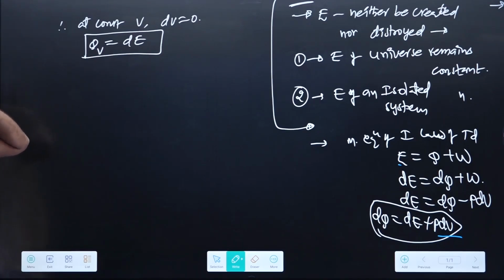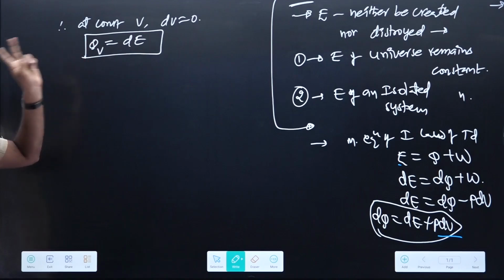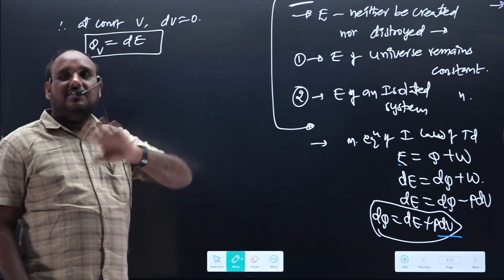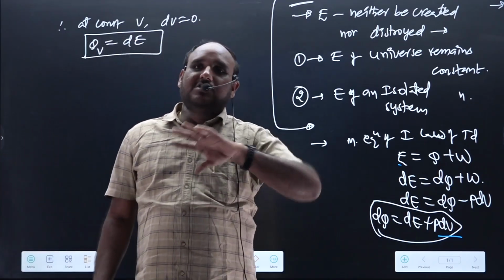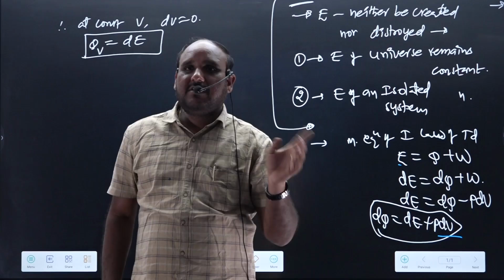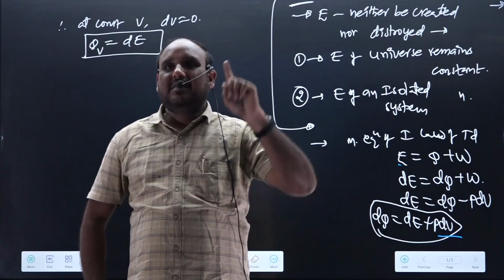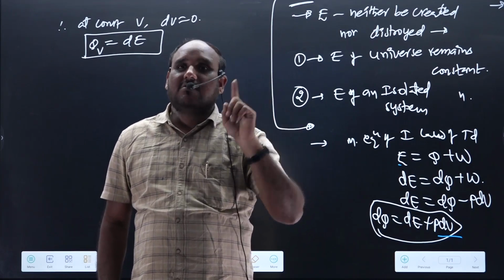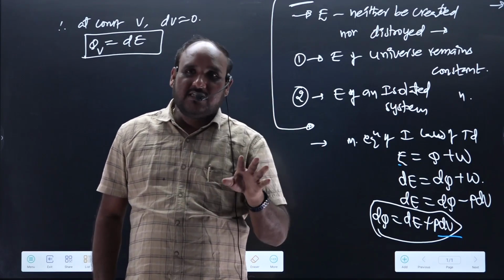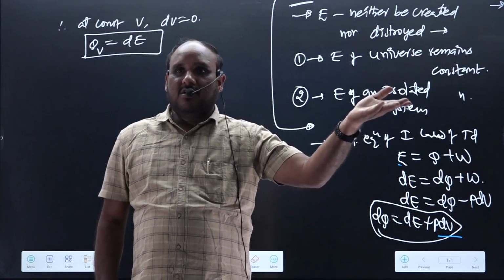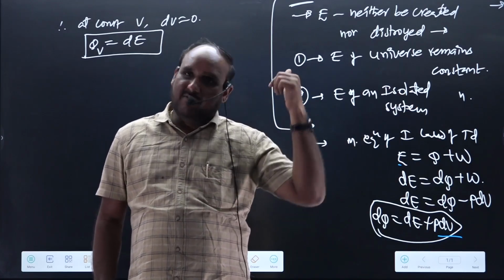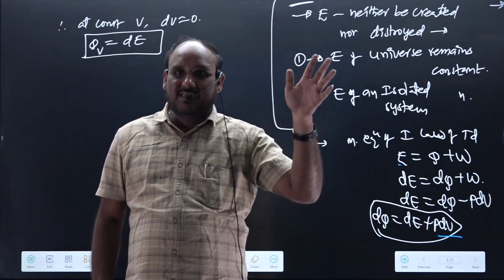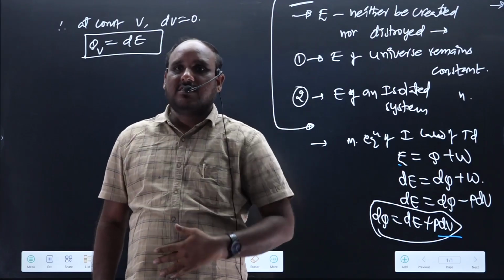Understand? What does delta E mean? It is the internal energy. The amount of heat exchanged between the system and surroundings can be considered as its internal energy, and that happens at constant volume. If volume is not constant, there will be work done also. At constant volume, work is 0, and whatever the energy is, that equals its internal energy.